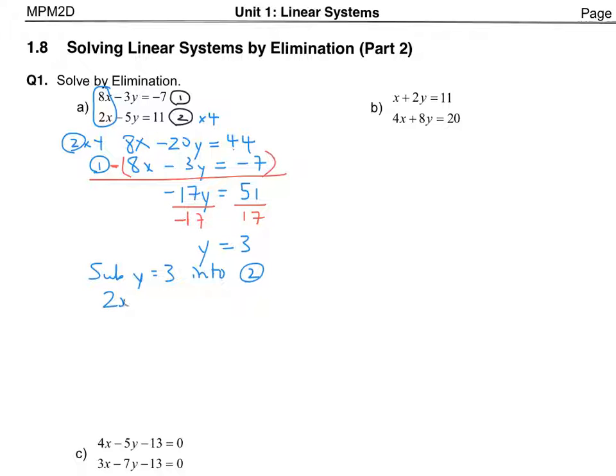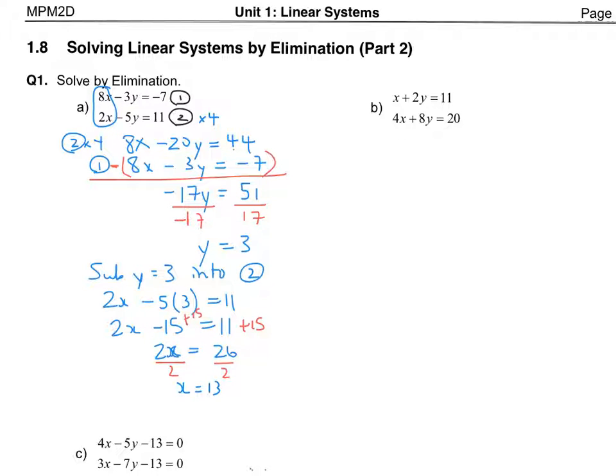I have 2 x's minus 5 times the y, which has a value of 3, equals 11. 2x minus 15 equals 11. I'm going to add 15 to both sides to undo the minus 15. 2 x's is equal to 26. Divide both sides by 2, and I get x equals 13.